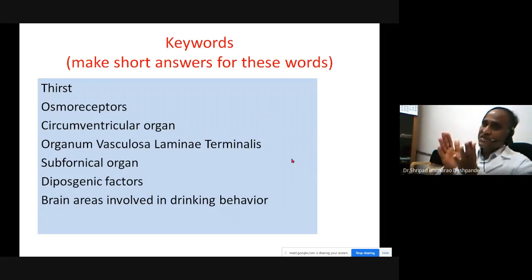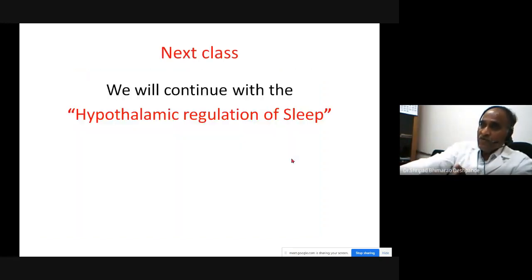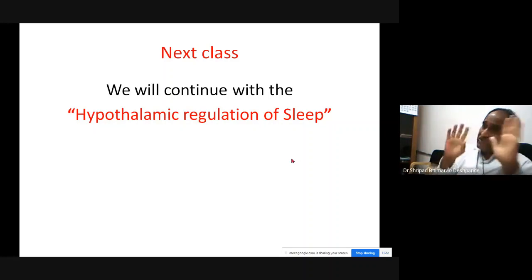Okay, so now hope I have made it clear, thirst as an urge to drink water. This is a behavior, and it is sometimes very much required, and it is one of those homeostatic mechanisms which provides us or regulates the water balance. Now, next time I will talk about hypothalamic regulation of sleep. I have talked about sleep. Now I will concentrate on the hypothalamic regulation of sleep in my next class.